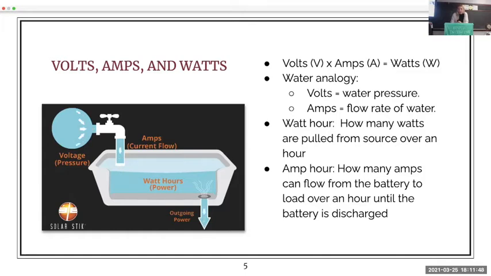flowing. And then we also have watt hours. If watts are power, a watt hour is how many watts are pulled from your source over an hour. That's more what we use when we're talking about solar systems than just watts by themselves. And then we also have amp hours, and batteries are usually measured in amp hours. It's the same thing: how many amps you can discharge from your battery in an hour.